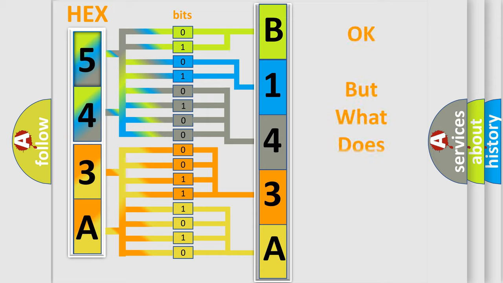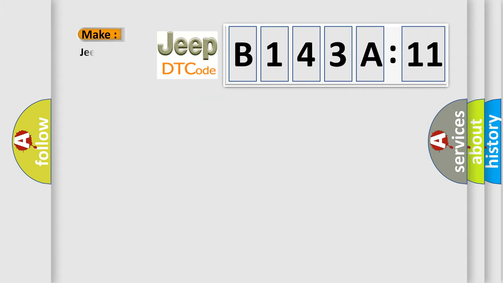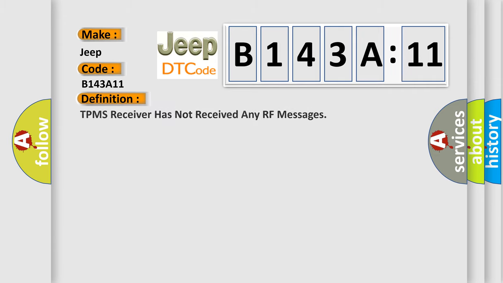The number itself does not make sense to us if we cannot assign information to what it actually expresses. So, what does the Diagnostic Trouble Code B143A11 interpret specifically for Jeep car manufacturers? The basic definition is: TPMS receiver has not received any RF messages.